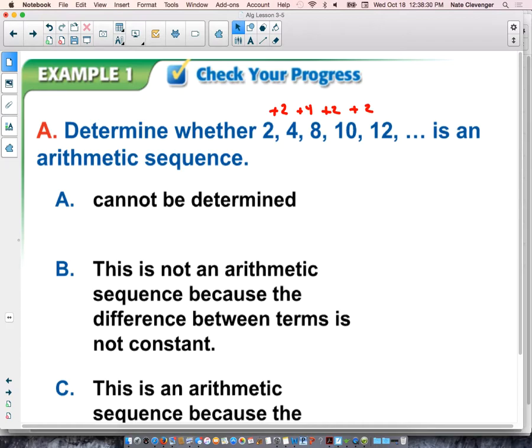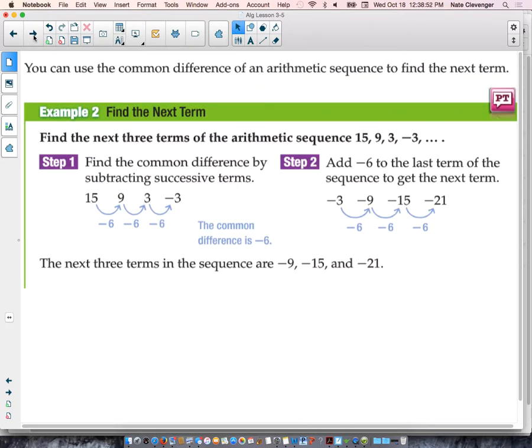An arithmetic sequence is addition. Next, this would have needed a 6 here. So we're adding 2, adding 2, adding 2, adding 2. Okay, so that part's not very tough.